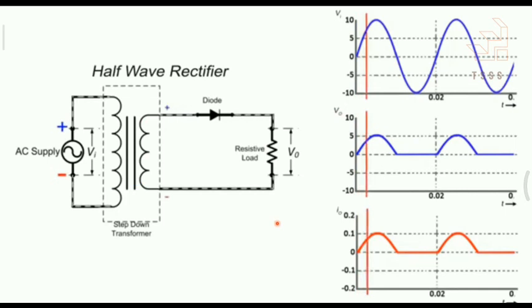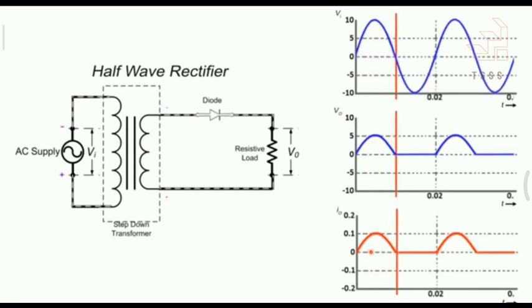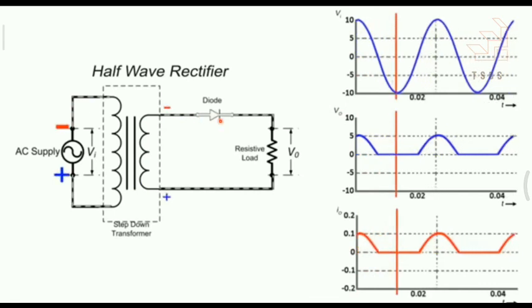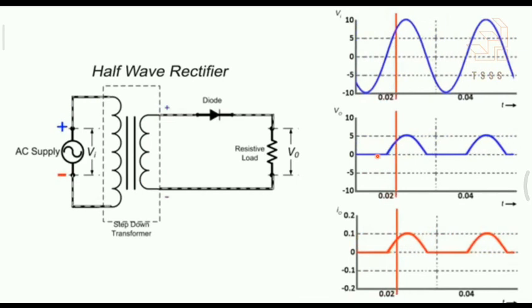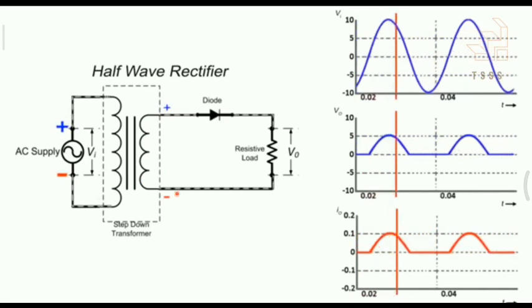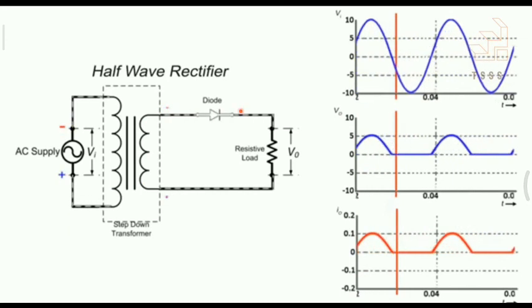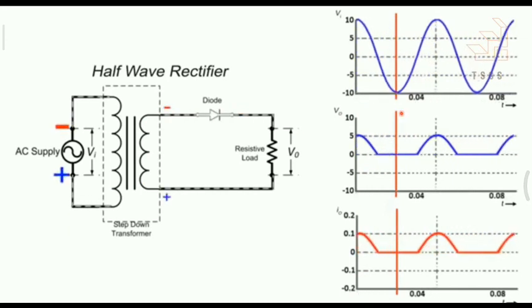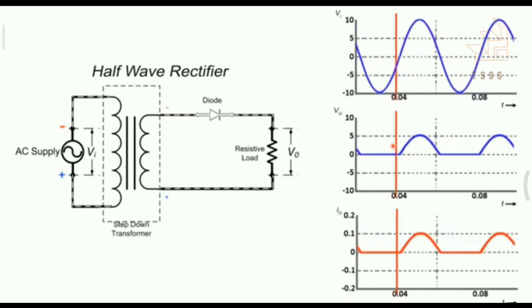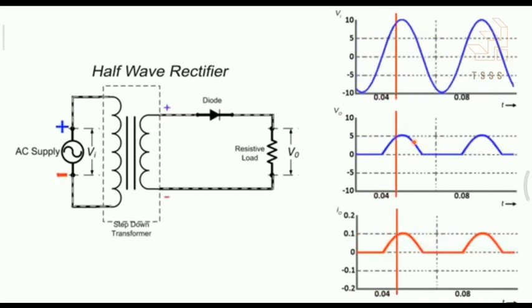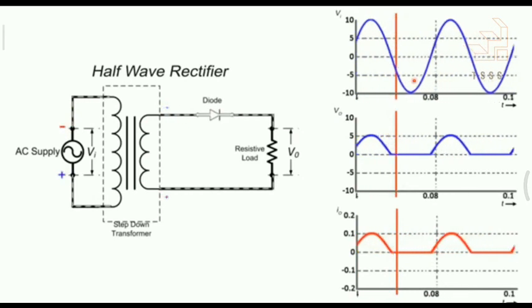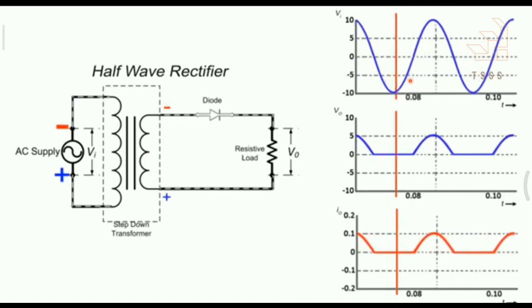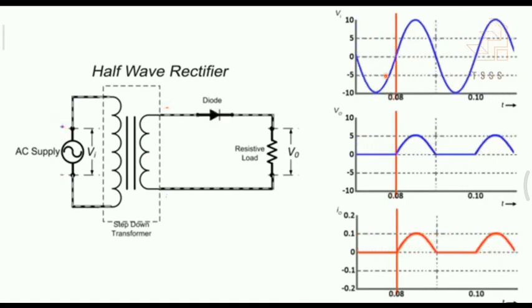See here, the current passing through the diode is only the positive half of the cycle, and during the negative half of the cycle the diode behaves as reverse biased. That's why there is no current. Again in the positive half cycle, the current passes through the diode. Again in the negative half cycle, the diode is reverse biased, no current, like that. My children, current is passing, but only the positive half of the cycle goes out. The remaining negative half will be blocked.